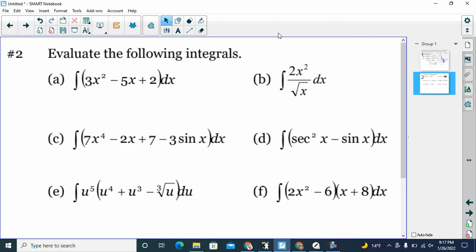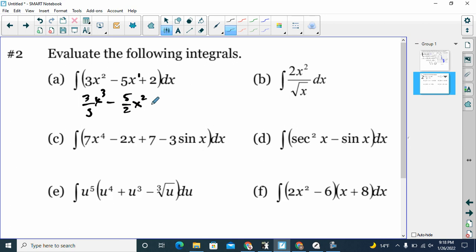Number 2 on the study guide is a bunch of integrals. Part A is a basic power rule integral. So when we integrate, we add 1 to the exponent and we divide by that thing. Add 1 to the exponent is 2, divide by 2. The integral of 2 is 2x, and always make sure you have plus a constant. 3 divided by 3 can be reduced to 1.